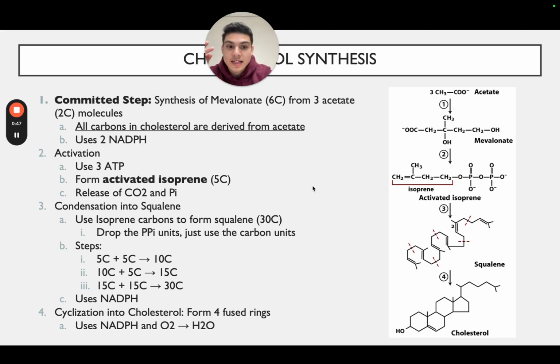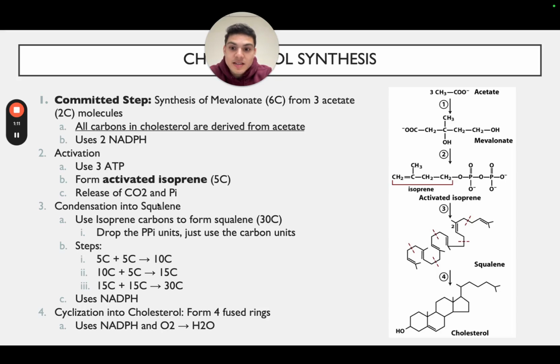Now, the second step is our activation, where we use 3 ATPs and we form activated isoprenes. So we basically take the 6-carbon and get rid of one of the carbons to form the 5, and then we add 2 phosphate groups essentially, and then another ATP is used in the process as well. These are things you have to memorize, but definitely do know this whole pathway. And it's going to release CO2 and the inorganic phosphate.